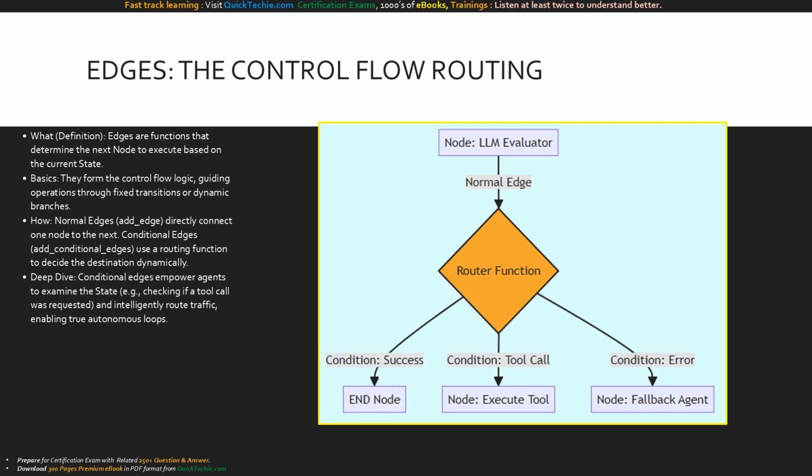In this control flow diagram, the LLM evaluator finishes its task and passes control via a normal edge to the router function, represented by the yellow diamond. This is our conditional edge logic. Based on the state, it makes a three-way dynamic choice, routing to the end node for success, triggering the execute tool node, or escalating to a fallback agent if an error occurred.